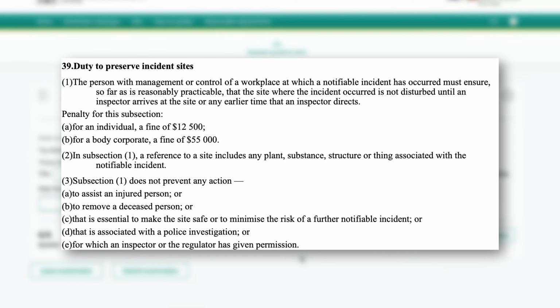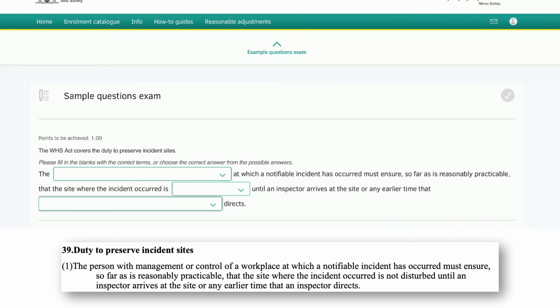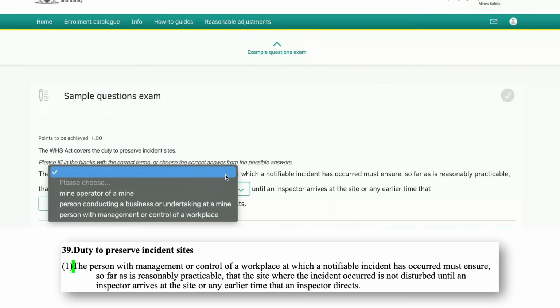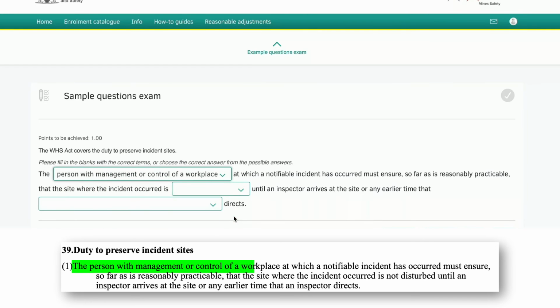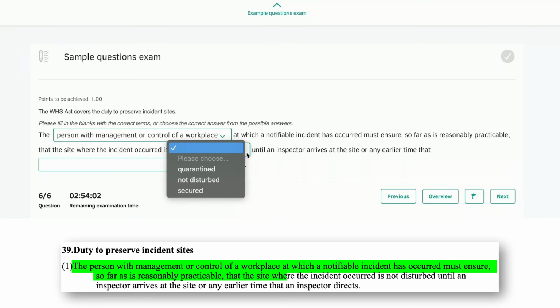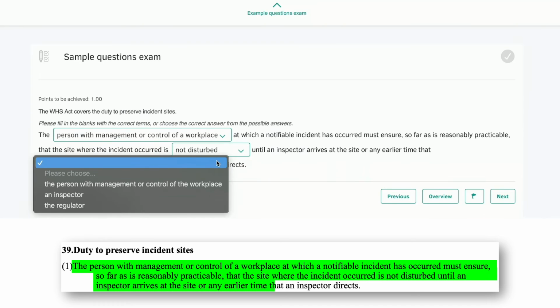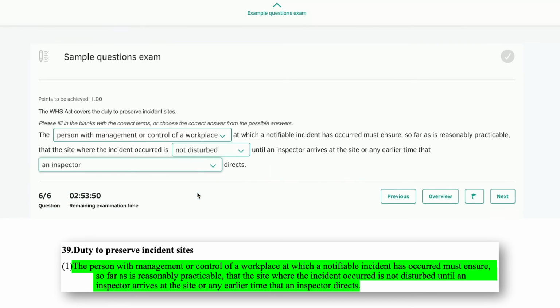This question is based on Section 39 of the WHS Act, which is in Part 3 on incident notification. The words chosen to complete the blanks must match the text in the section. This section reads, the person with management or control of a workplace at which a notifiable incident has occurred must ensure, so far as is reasonably practicable, that the site where the incident occurred is not disturbed until an inspector arrives at the site or any earlier time that an inspector directs.